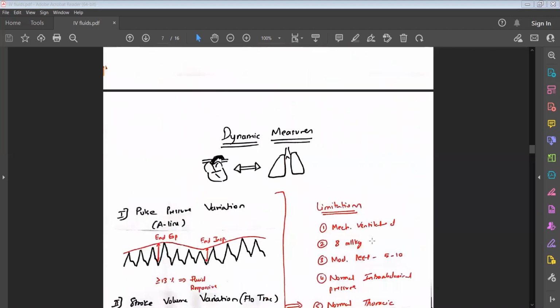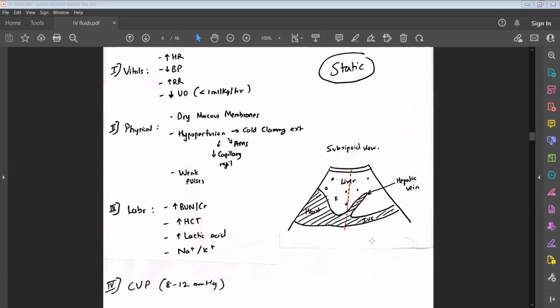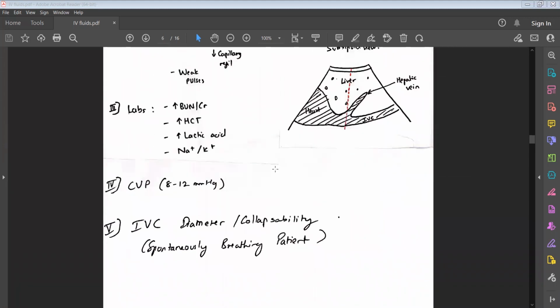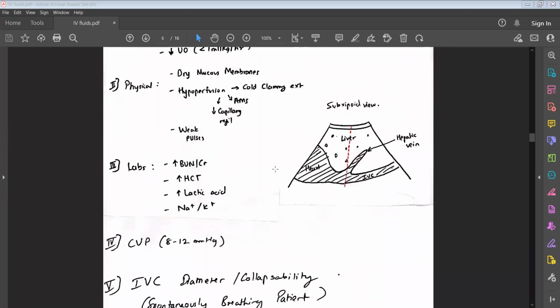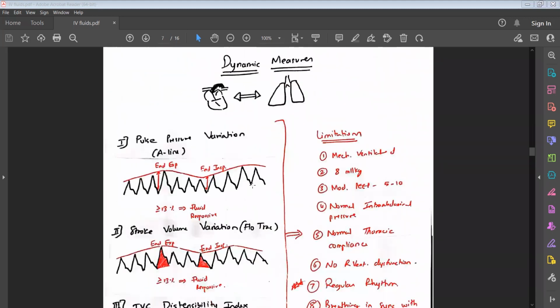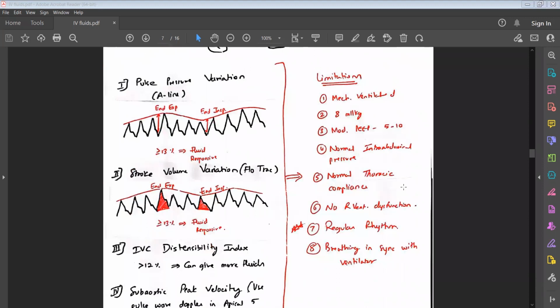So these are the dynamic measures, and you can see how they are different from the static measures. The static measures you can use on the floor, and you can use when the patient is not on the vent, whereas for the dynamic measures, you need the patient to be on the vent with particular criteria that need to be met. For example, if the patient has really bad COPD, emphysema, right-sided dysfunction, or elevated right heart pressures, you cannot use these measurement techniques.